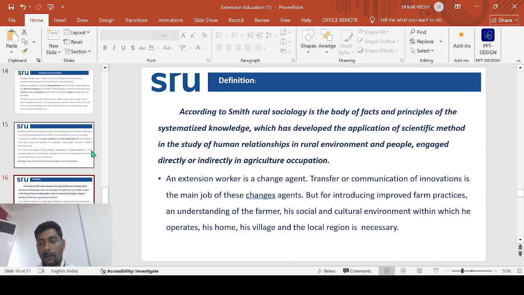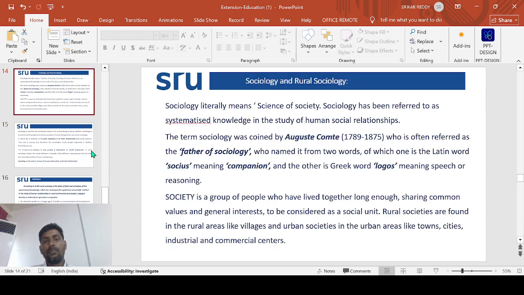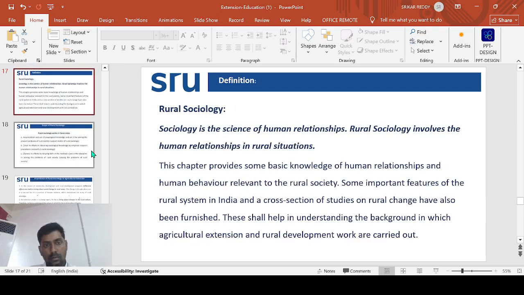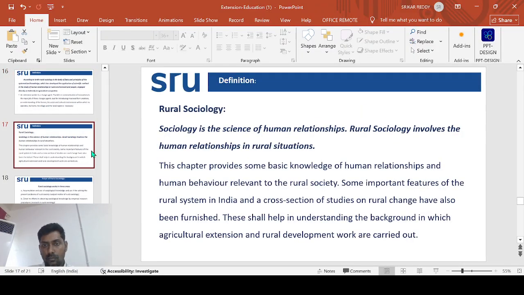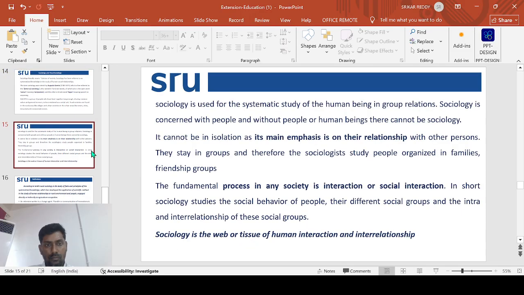According to Smith, the definition, it is rural sociology. As we discussed, sociology is particularly the science of society. So some concepts are there. One definition is this: sociology is the web or tissue of human interaction and interrelationship.